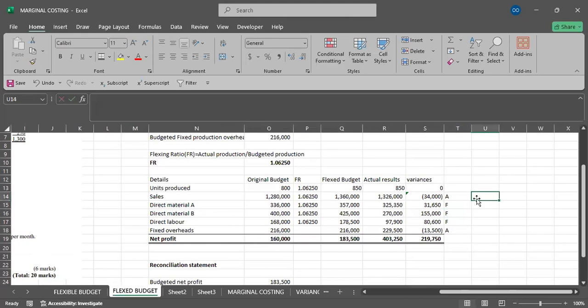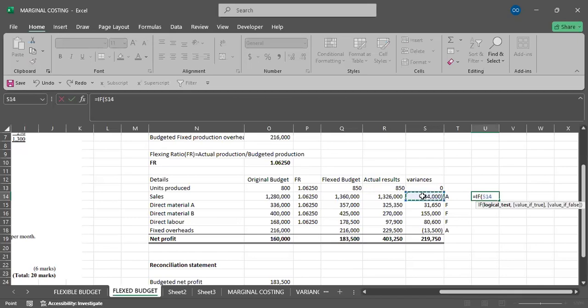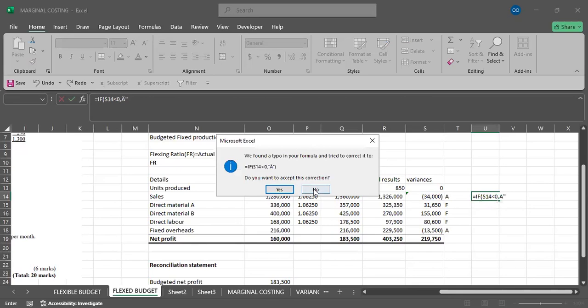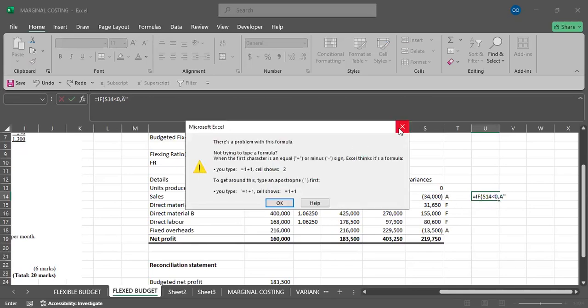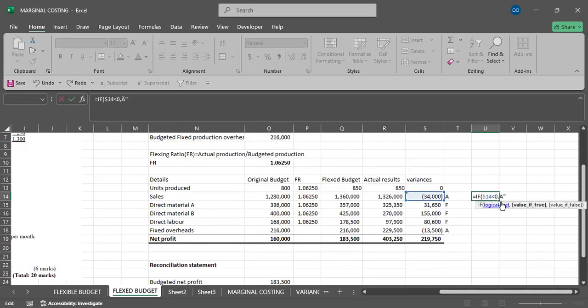BDS students will be told to come up with a function that is equal to an IF function, right? If this figure is less than 0, comma, then it is adverse. So we put the word adverse there. Then, if it is less than 0, adverse.